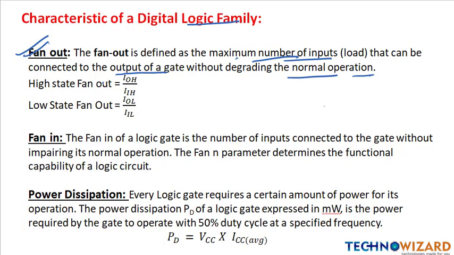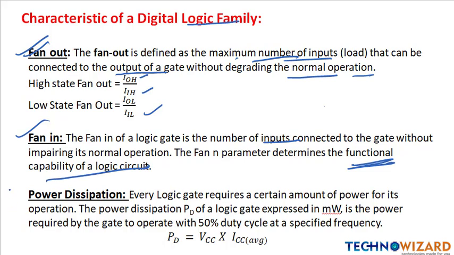How we can calculate fan out? IOH upon IIH or IOL upon IIL. I will tell you what is IOH, IIH, IOL, IIL in the last of this video. Second is fan in. The fan in of a logic gate is the number of inputs connected to the gate without impairing its normal operation. The fan in parameter determines the functional capability of logic circuit.